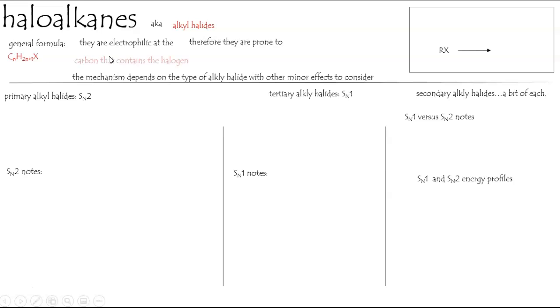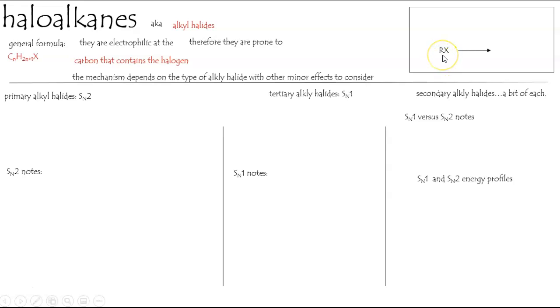They are electrophilic at the carbon that contains the halogen. Take a moment and make sure you're comfortable with that. That means that if you have an RX, where R is some sort of hydrocarbon, that carbon right there will be electropositive. Why? Because the X is electronegative. It has a greater desire for electrons, so it'll be partially negative there and partially positive there.